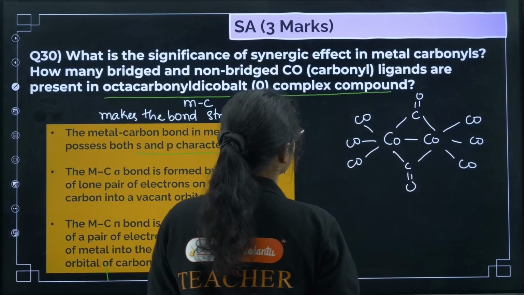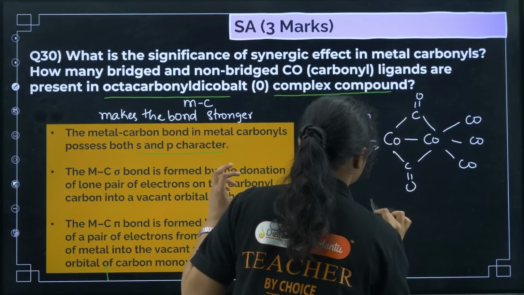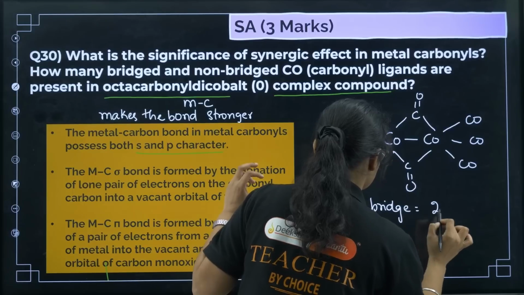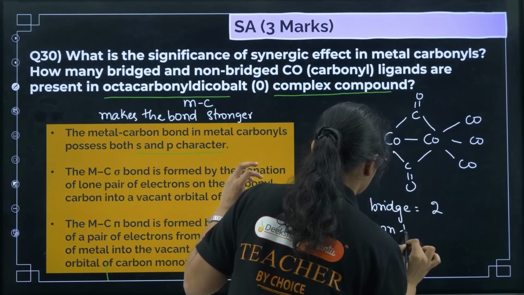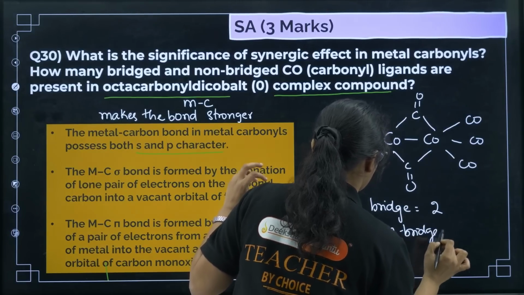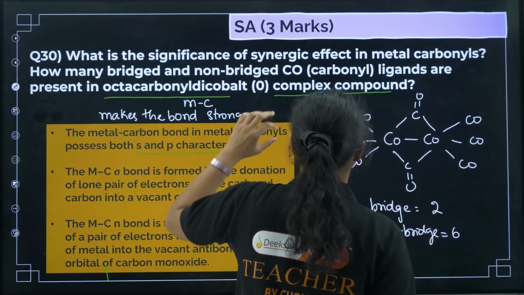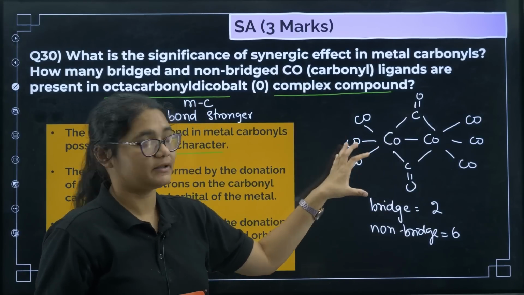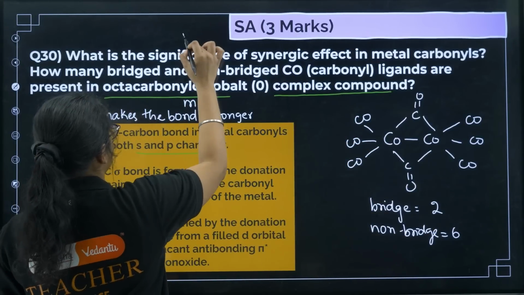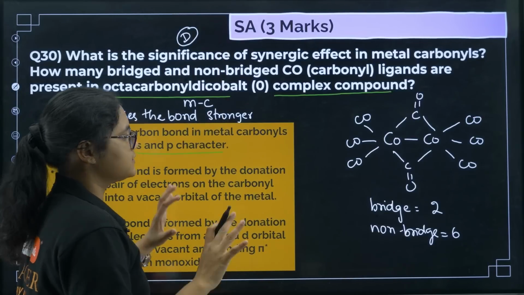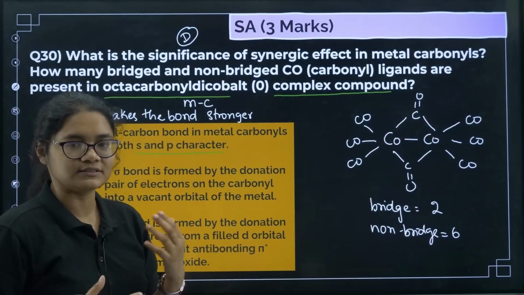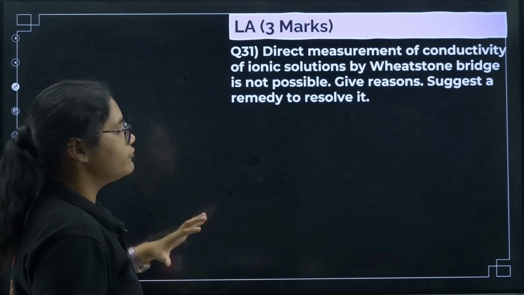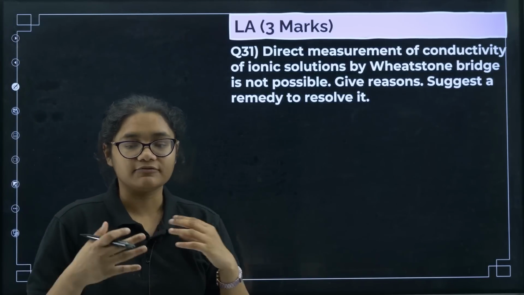So how many bridged carbonyl compounds do we have? We have 2 bridging and 6 non-bridging, so a total of 8 carbonyls are present in this way. So this structure is very important. I can say this is a difficult question because both parts of the question are a little on the difficult side.